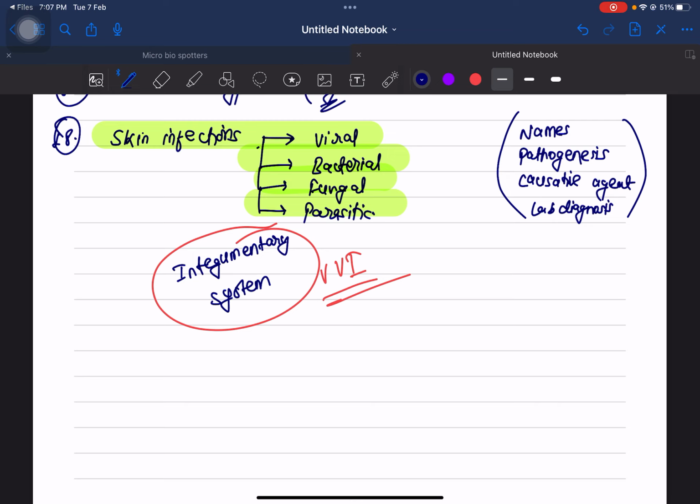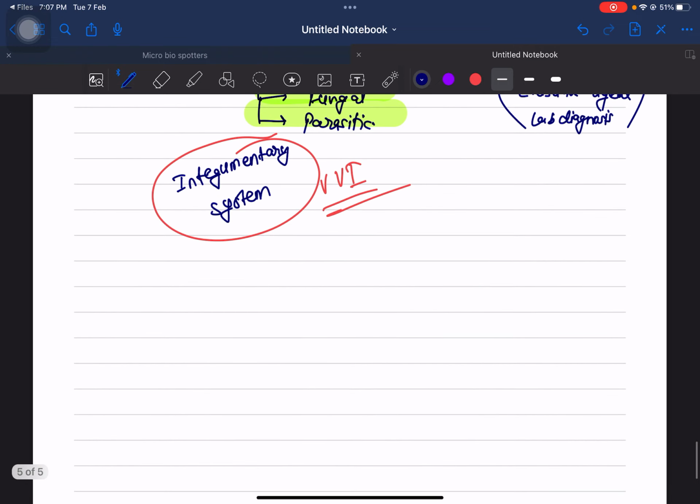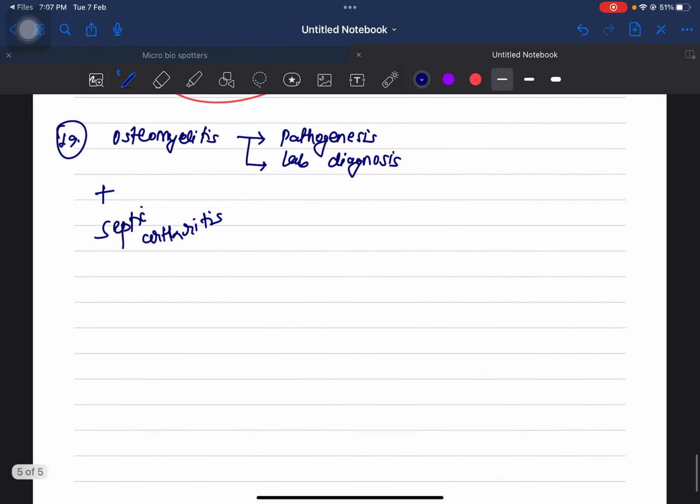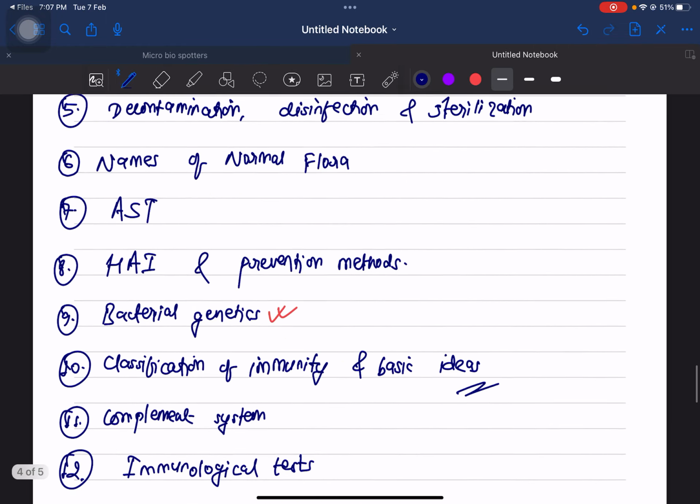Now, going to MSK, you must know about osteomyelitis. It is a must know. Pathogenesis and lab diagnosis, as well as of septic arthritis. These are quite similar. These are important topics.